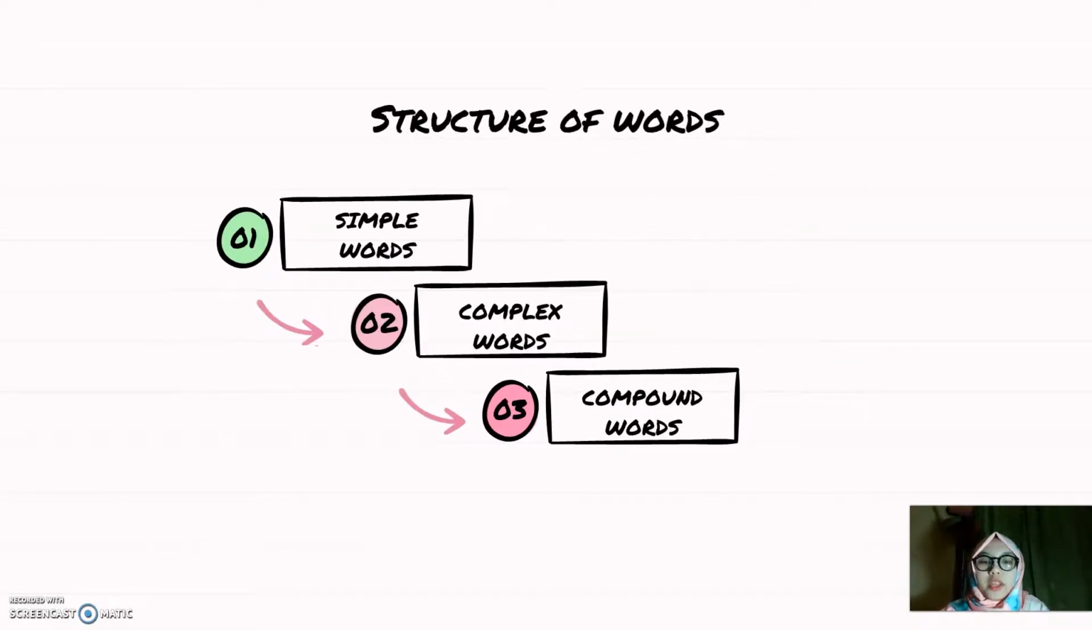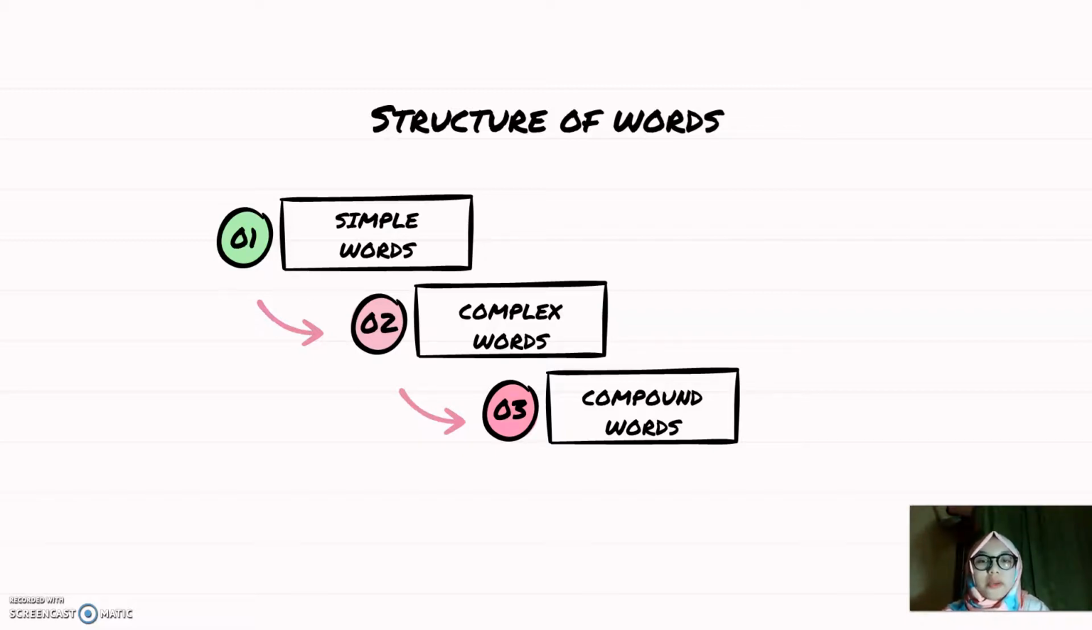Considered from the point of view of their morpheme constituents, there are mainly three types of words. Structure of words. First, simple words. It consists of a single free morpheme followed or not by an inflectional suffix. Example, play, place, stronger.